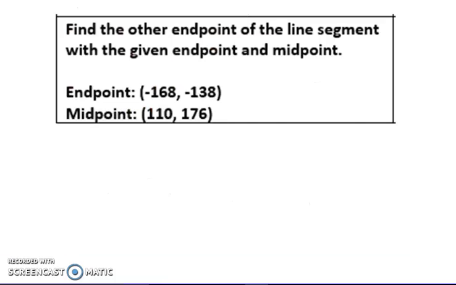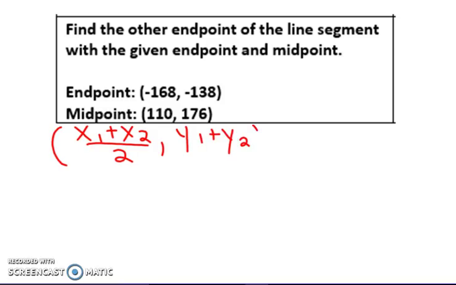Now, the last type of question you'll see is when you're given an endpoint and a midpoint, and you need to find the other endpoint. We're still going to use the same formula. We still want to focus on (x1 plus x2) over 2 and (y1 plus y2) over 2. Now, the difference is we're going to split this apart. We have an x1 and we have a y1. This I'm going to call my mid x and my mid y.